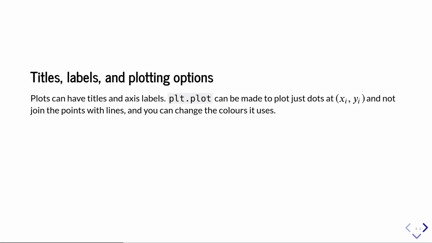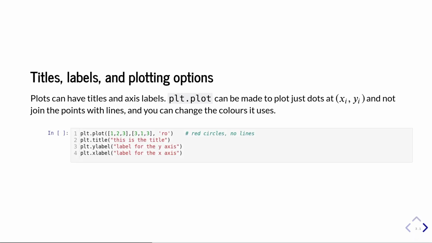So for one thing, you can set a title on your plot, you can add labels to the axes, and you can change the style of the line it draws. In fact, you can even stop it drawing a line, and you can just make it draw points at the x and y coordinates that you specify. So let's see how to do this.